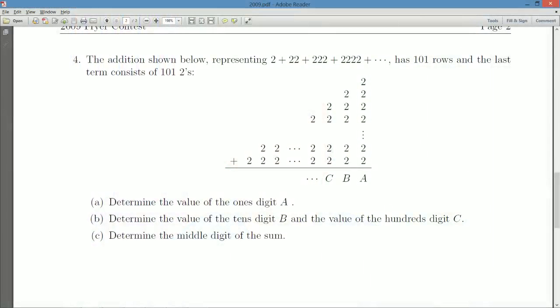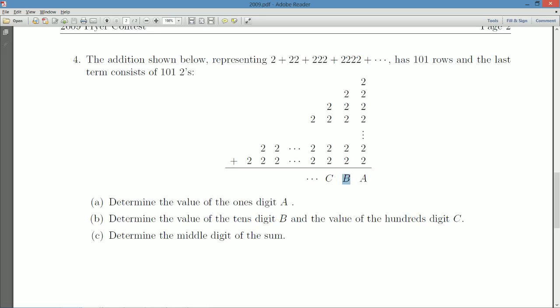The addition shown below, representing 2 plus 22 plus 222 plus 2,222 and so on, has 101 rows, and the last term consists of 101 twos. Okay, so we're looking at a really big sum. A part, determine the value of the ones digit A. It should just be the ones digit of the sum of this column of twos. How many twos are there? There's going to be 101 twos, and we'll carry something over into the next column.